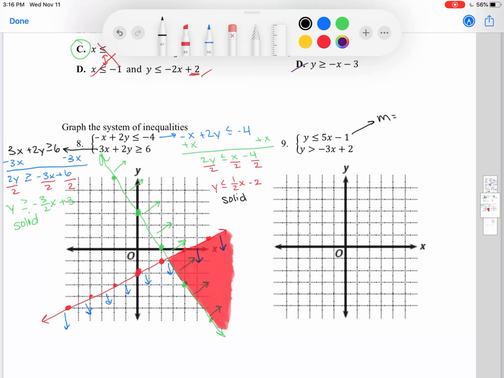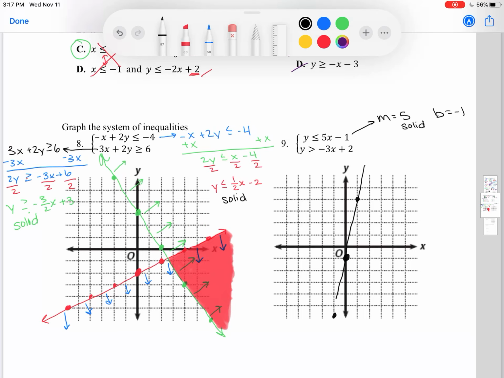We get to do the same thing with question 9. Again, on the test, it will look like question 9. It's already in slope-intercept form. Both of these questions on the test should be in slope-intercept form. So we don't need to rewrite them, or we shouldn't need to. So for this first one, I have m is 5, and a b is negative 1.